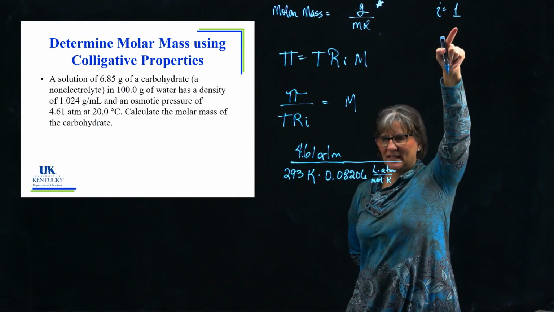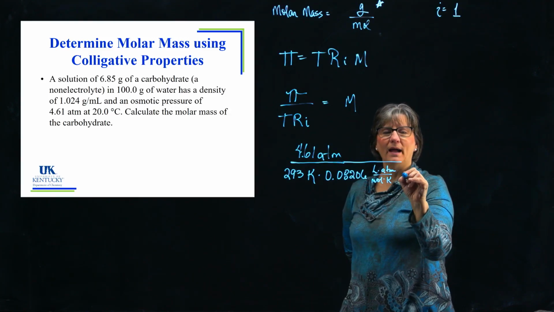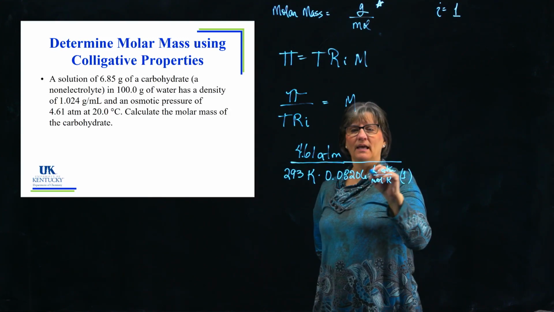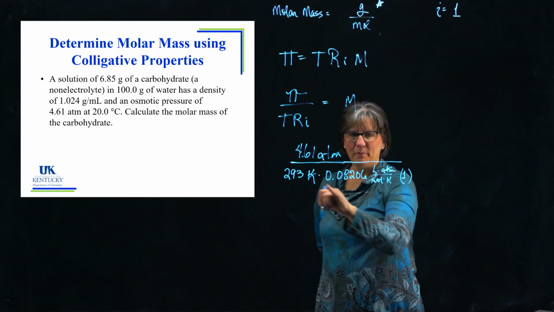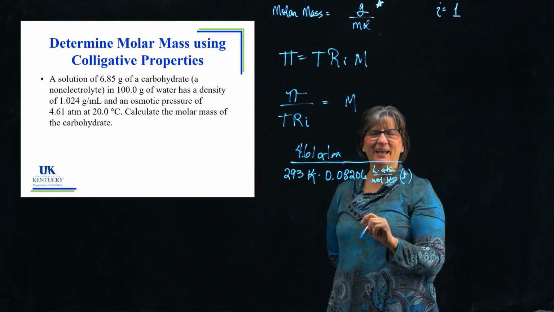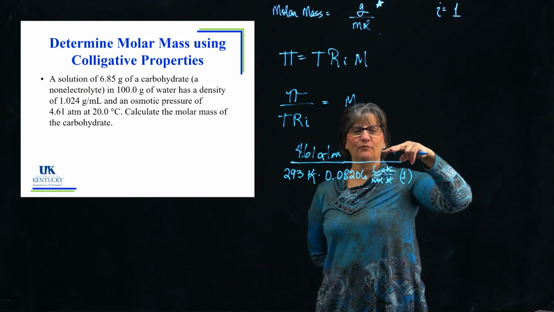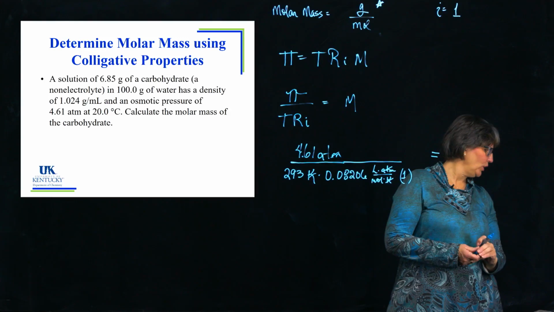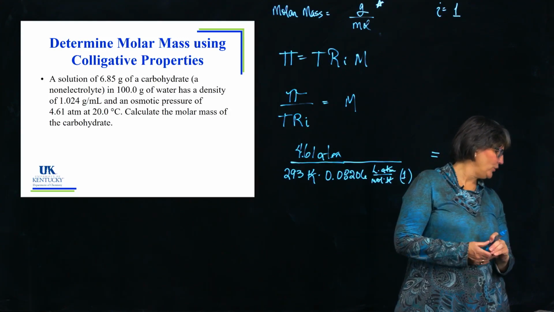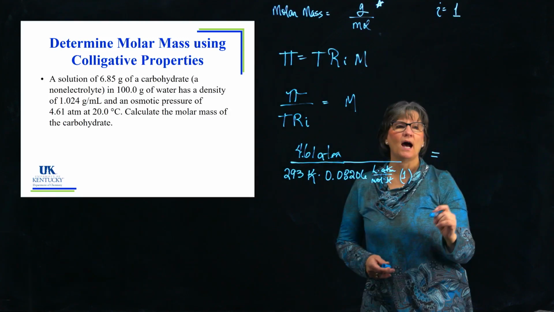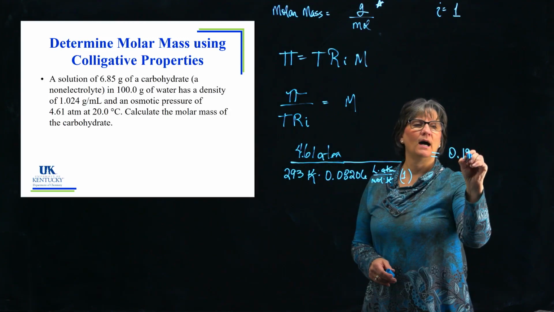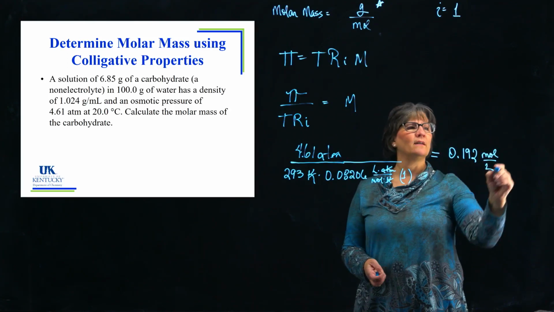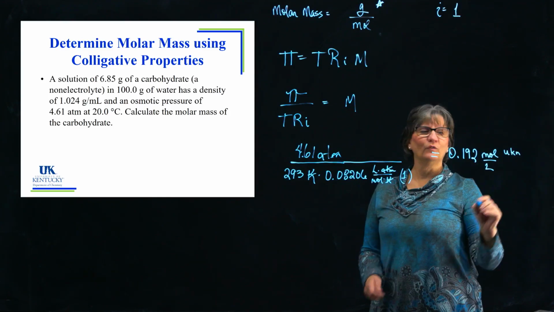And then my i, we've established that it's a non-electrolyte, so my i is 1. All right, what cancels? Atmospheres cancels. Kelvin is on the top of the bottom, and this is on the bottom of the bottom, and when you divide by a fraction, it flips it over. So when we do all of this calculation, we will have moles per liter, and I have a value of 0.192 moles per liter. Moles of what? My unknown. Liters of what?